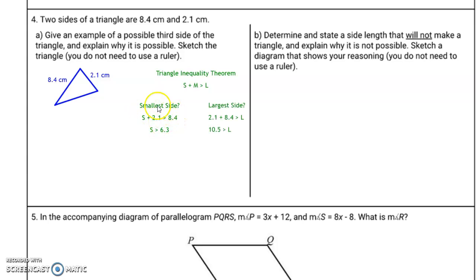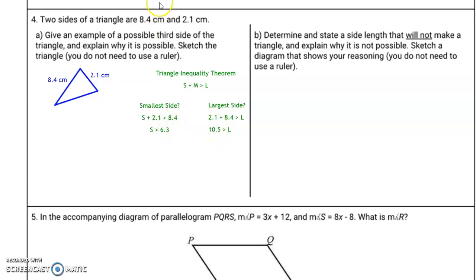All right, we can tell that the smallest side is going to have to be greater than 6.3 centimeters, and the largest side has to be smaller than 10.5 centimeters. So that side, from smallest to largest, has to be between 6.3 centimeters and 10.5 centimeters.